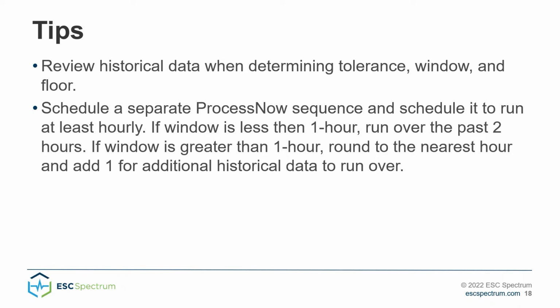You'll also most likely want to schedule a separate ProcessNow sequence and schedule it to run at least hourly. If the window is less than 1 hour, you'll want to run it over at least the past 2 hours, maybe 3, just to be sure that we are catching all of that flatline data. If it started flatlining in 1 hour and bleeds over into flatlining into the next, we want to make sure that we catch both hours instead of just one.